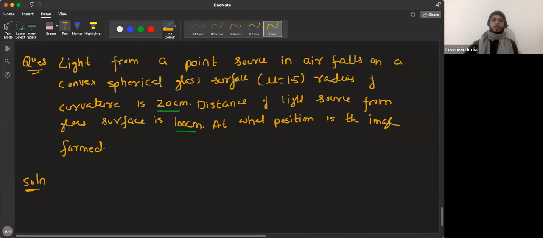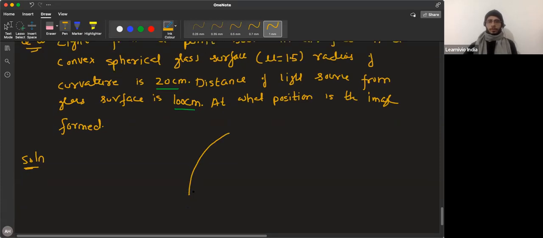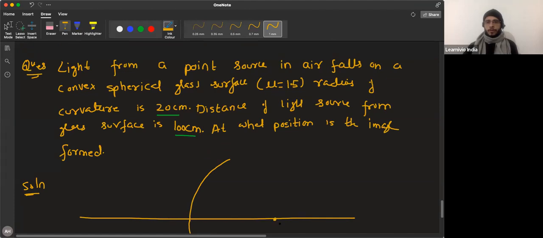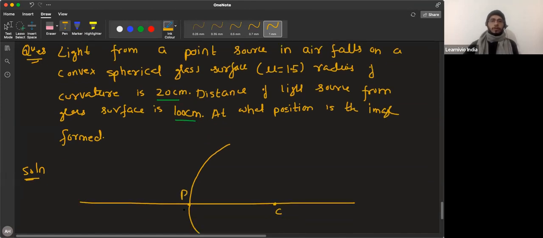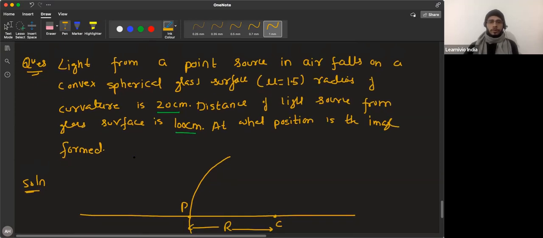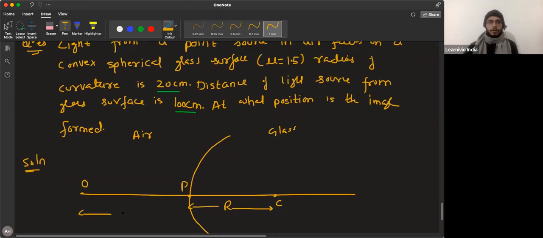So see, this is a convex spherical glass surface. This is the center of curvature of the surface. This is the pole of the surface. This is the radius of curvature, R. So this is air and this is glass. This is an object in air. Your object is at a distance of 100 centimeter. At what position is the image formed? You need the image position.